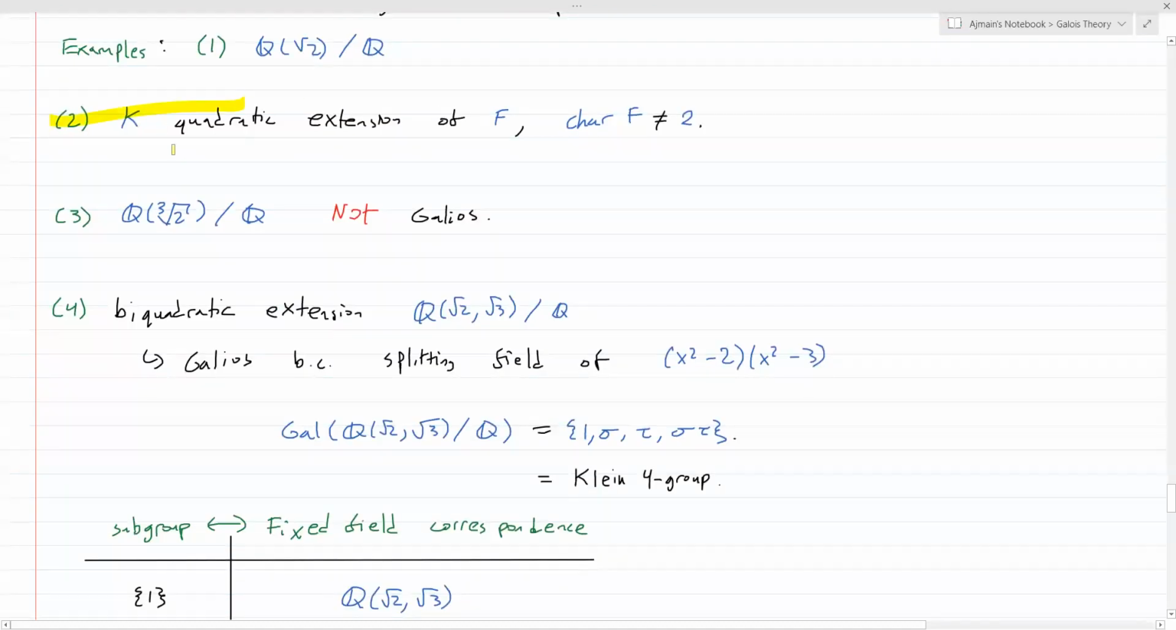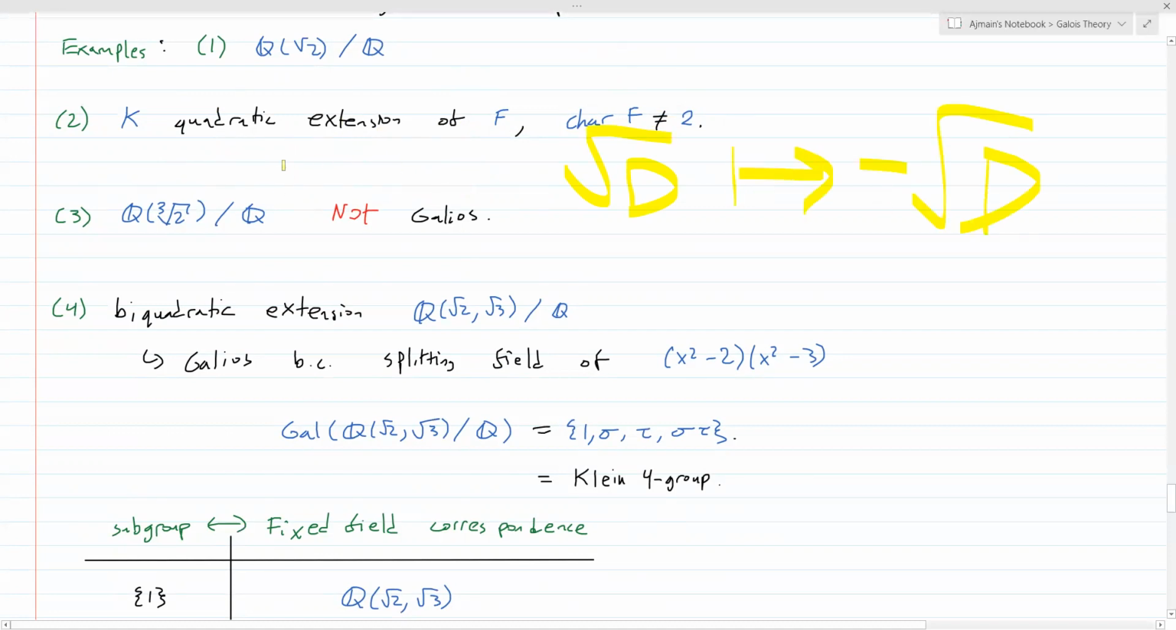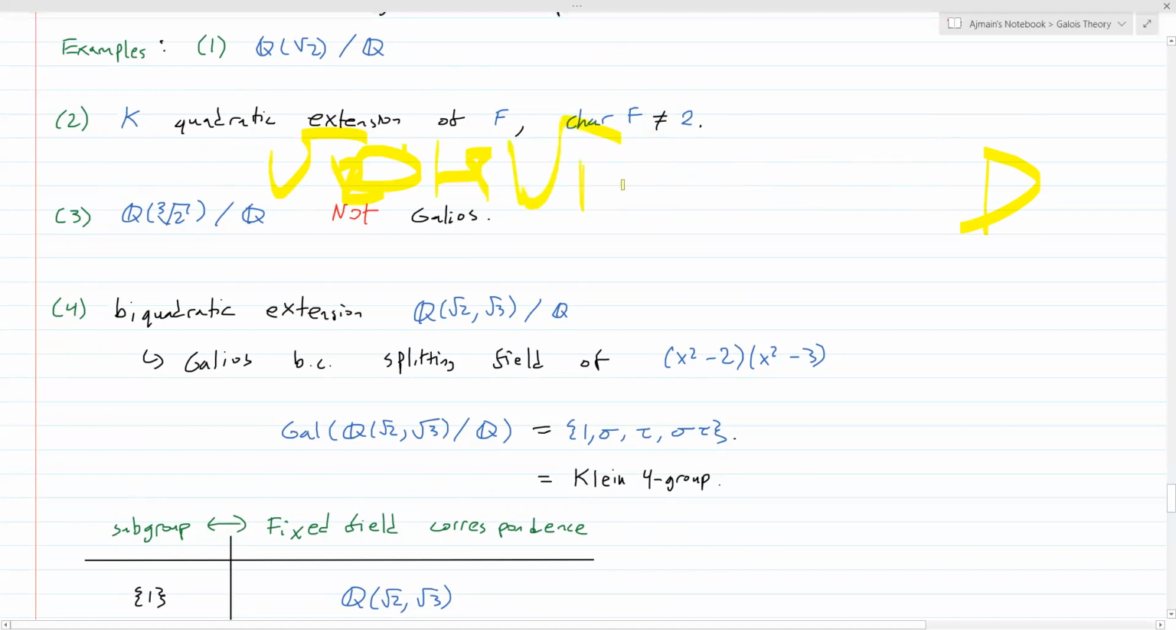Now, more generally, if K is a quadratic extension of F and the characteristic of F is not equal to 2, then you have a Galois extension. A quadratic extension means you're adjoining a square root of D, some number. And you have two automorphisms. Square root of D gets sent to minus square root of D, and square root of D gets sent to square root of D. So the identity and the conjugation operator.